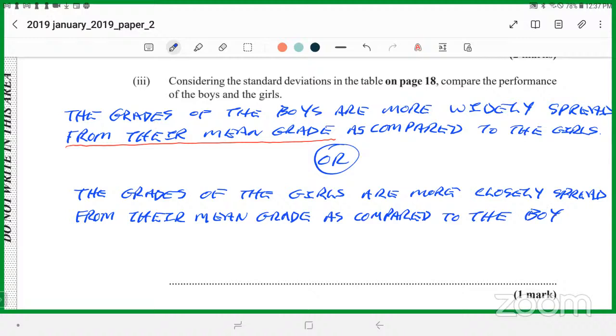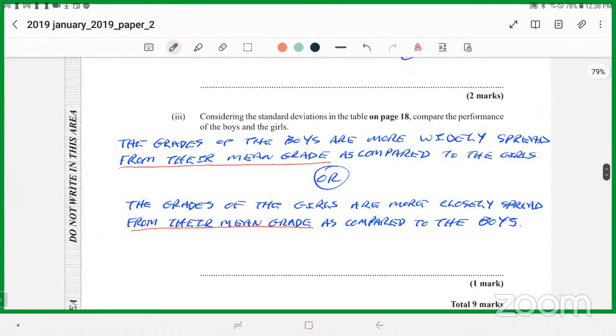So when you compare the grades of the boys and the grades of the girls, the girls' grades are closer to one another. The boys' grades are more wide. Some boys get low grades, some boys get high grades. The girls perform more similar to one another, while the boys' grades vary widely from each other. The girls are more balanced. So again, you have to state this in your explanation, that is, from the mean grade. If you have that, you're good to go.